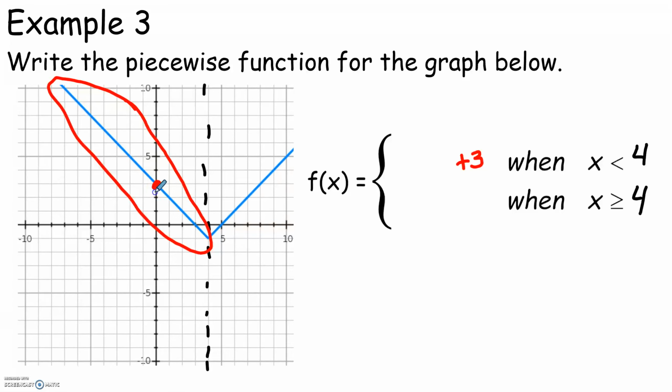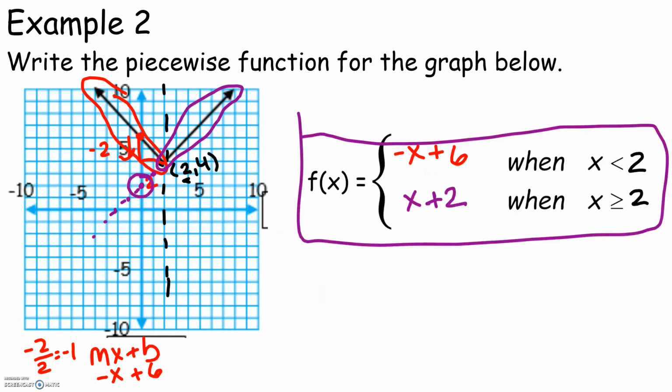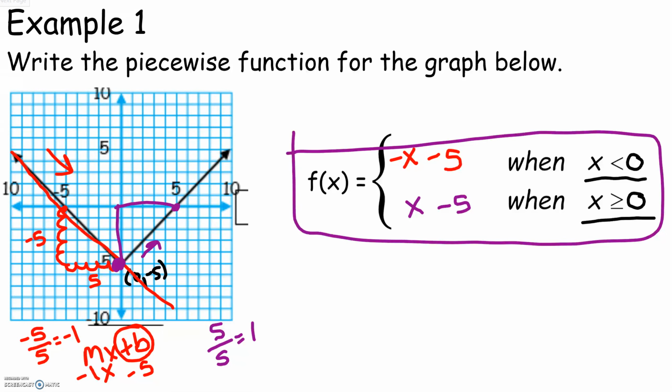My slope is down to the right. So down 1, right 1. Negative 1 divided by 1 gives me a negative x. Notice when you look at all of the examples, the left side, if the graph is pointing upwards, is always going to have that negative x value.